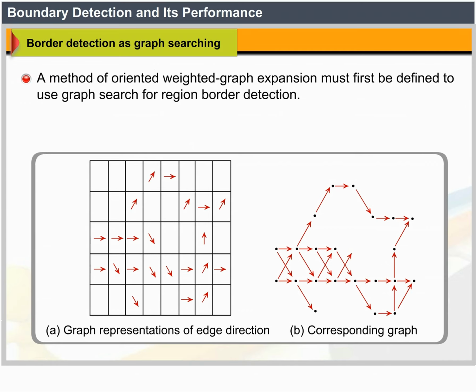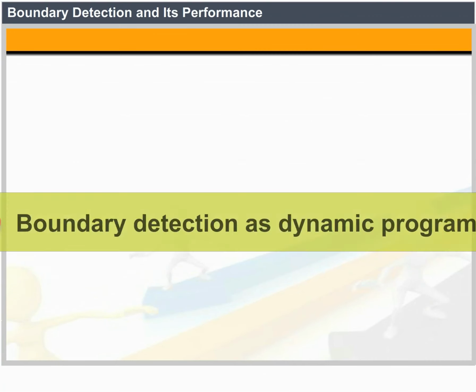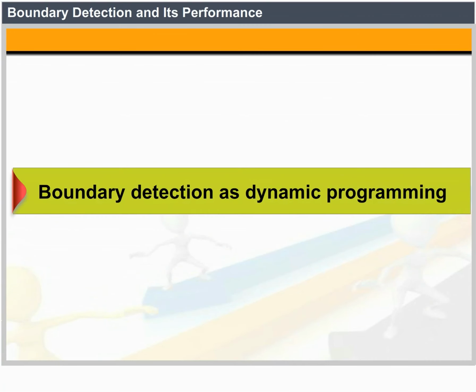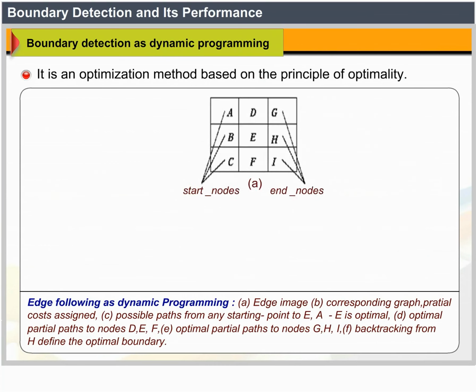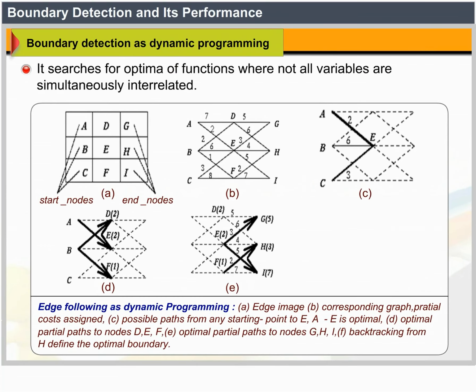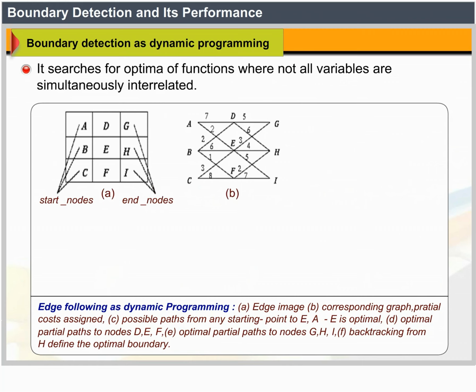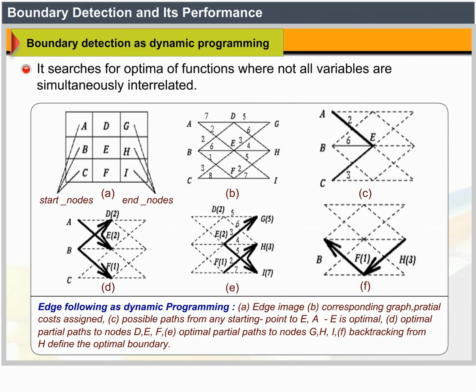To use graph search for region border detection, a method of oriented weighted graph expansion must first be defined. Boundary detection as dynamic programming. It is an optimization method based on the principle of optimality. It is search for optima of functions in which not all variables are simultaneously interrelated.